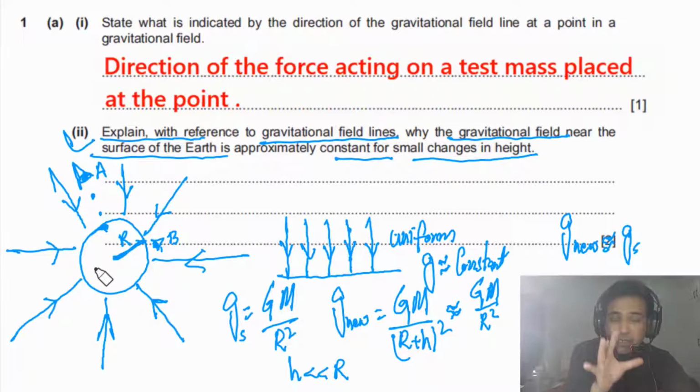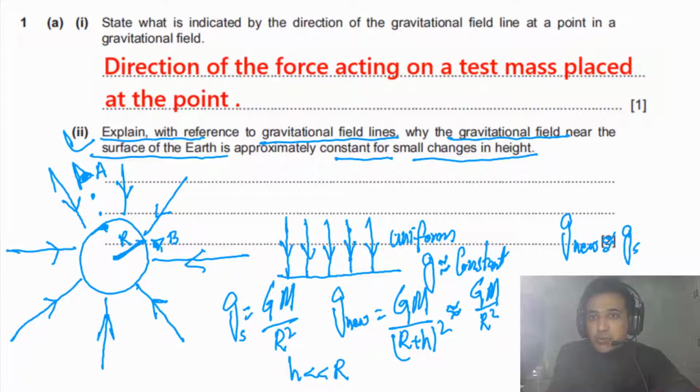So for observer A, the field is non-uniform, but for observer B, we can treat it as a uniform gravitational field because h is very small as compared with capital R. So these are the points you need to understand. Now let me show you the answer.